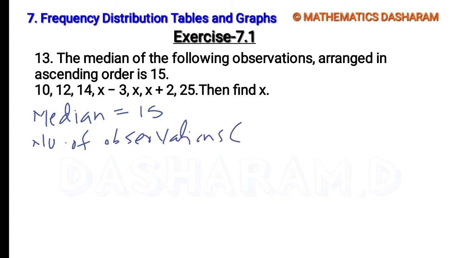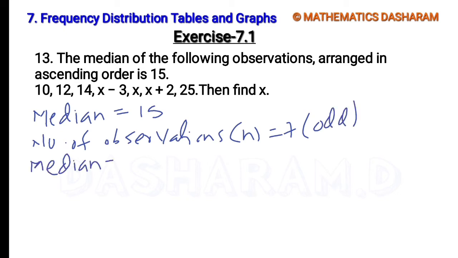Next, the number of observations is denoted with small n. How many? 1, 2, 3, 4, 5, 6, 7. Total 7 observations. 7 is an odd number. So therefore the median equals the (n plus 1) by 2 th observation.